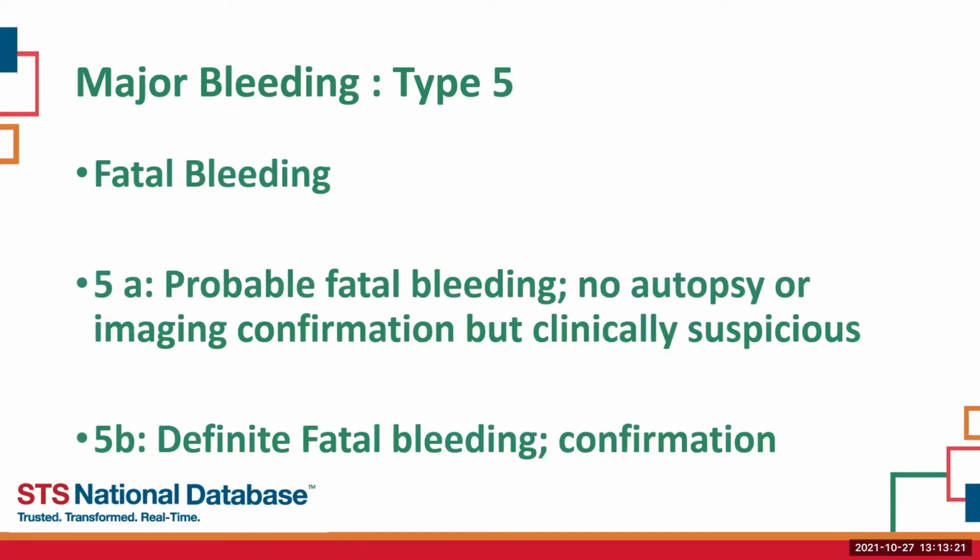Next we'll review type 5, so fatal bleeding. We have 5A and 5B. 5A is probable fatal bleeding, no autopsy or imaging confirmation, but you're pretty clinically suspicious about it. And then 5B is the definite fatal bleeding with confirmation. So basically type 5 is fatal bleeding. 5A is not confirmed, but everyone suspects that's what it is. And then 5B is when you have definite fatal bleeding and confirmation.